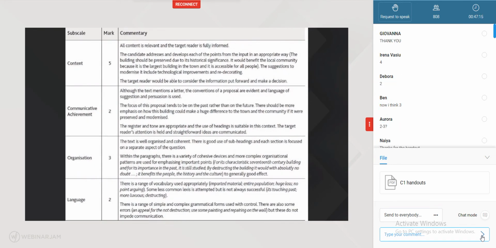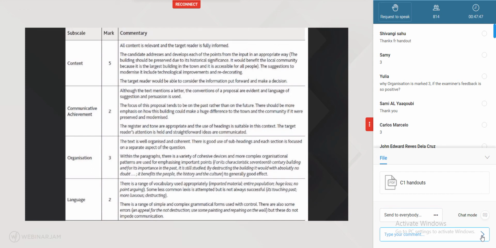Victoria? Organization, three. Okay. The text is well organized and coherent. Good use of subheadings, and each section is focused on a separate aspect of the question. Within the paragraphs, there is a variety of cohesive devices, and more complex organizational patterns are used for emphasizing important points, for its characteristics, 17th century building, and for its importance in the past. It is still studied.